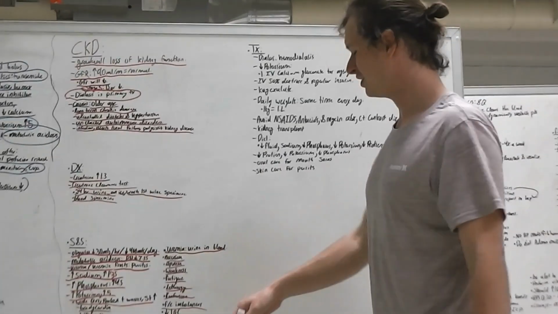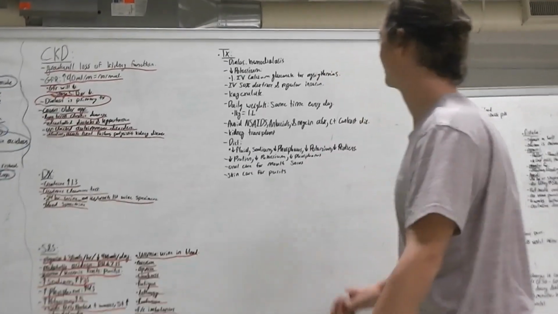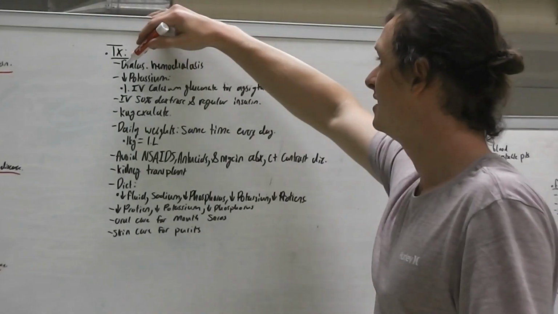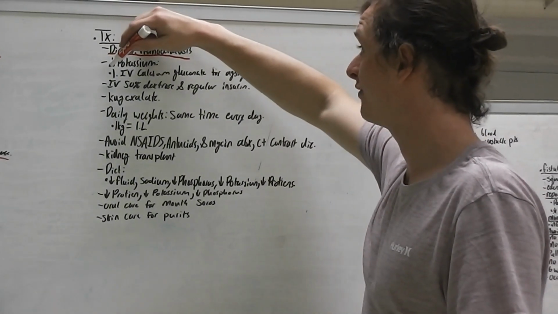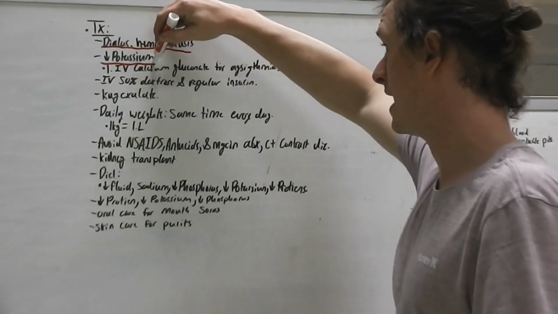Let's go into the treatment for chronic kidney disease. Note to self, later I'm going over that. Treatment: dialysis or hemodialysis. We are going to have a decreased potassium diet.